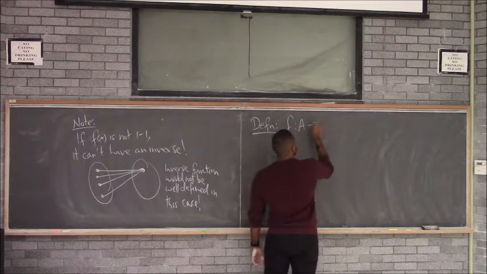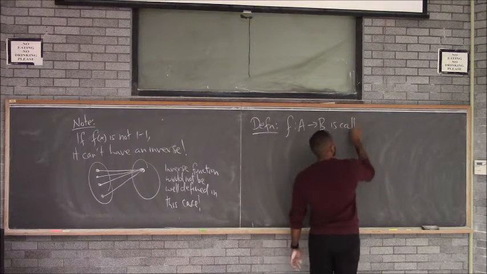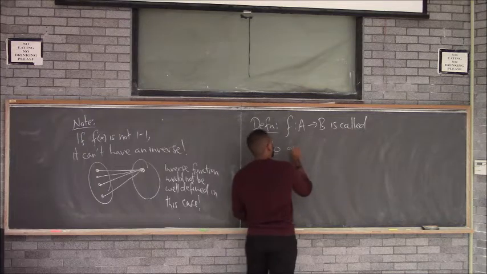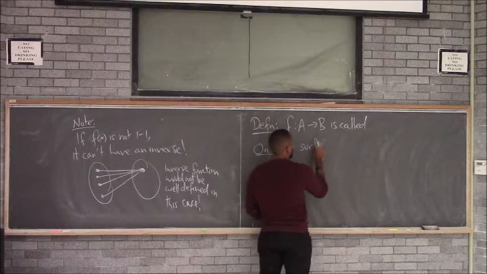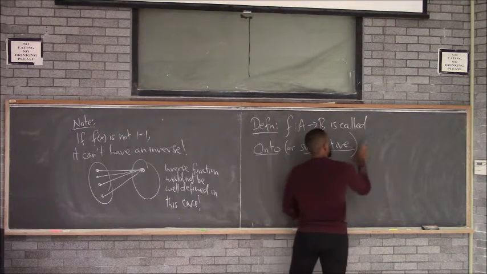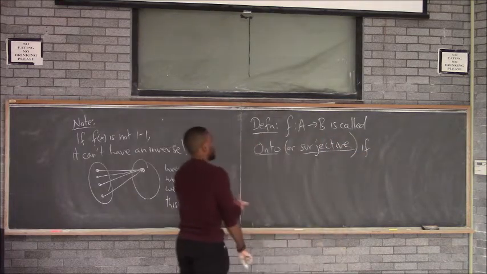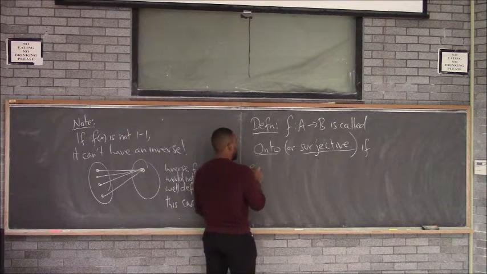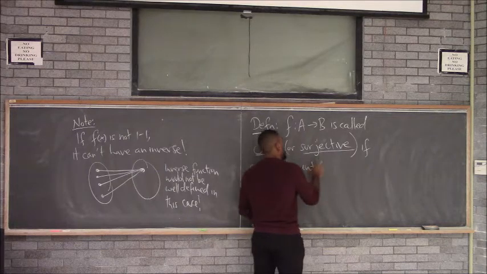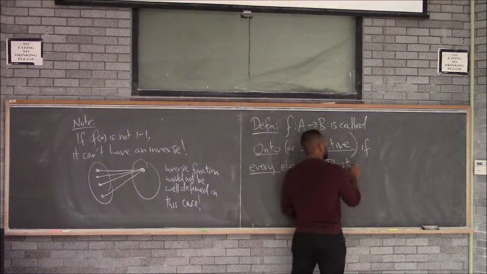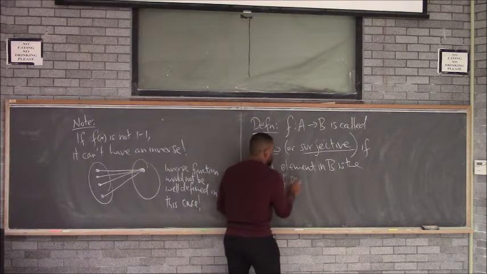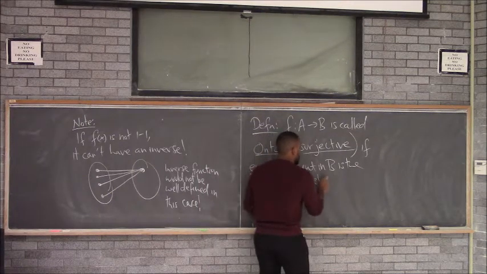F from A to B is called onto. Another word, if you want to sound fancy, surjective, if every, and I do mean every, element in B is the output of some element in A.